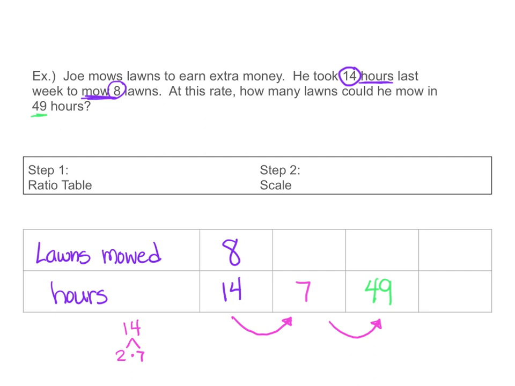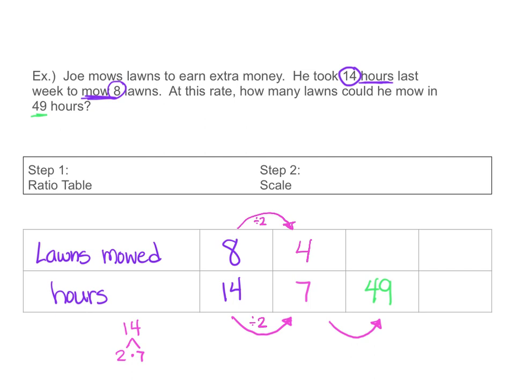Can I get from 14 to 7? Yeah, by dividing by 2. Can I get from 7 to 49? Yes, I can. I can multiply by 7. So that's what we need to do. The first thing is to decide how we get from 14 to 7. Well, that's divided by 2. So that means on the top, I have to divide by 2. So 8 divided by 2 is 4.